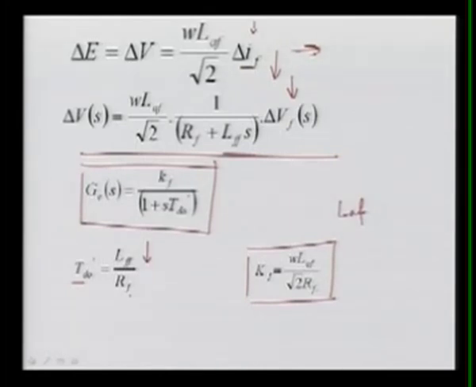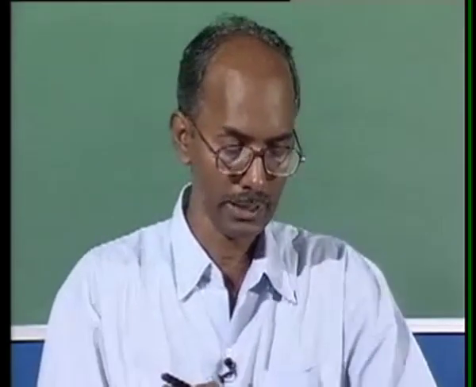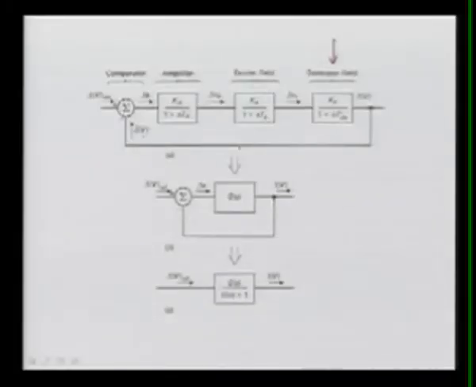Now we have the three models: the amplifier, the exciter, and now the generator as well. These are the three elements in your AVR loop. So we can add the generator field effect, the field exciter modeling, the amplifier, and the comparator. The reference is compared with the voltage that is measured here, the terminal voltage. So this is a closed loop with unity feedback.